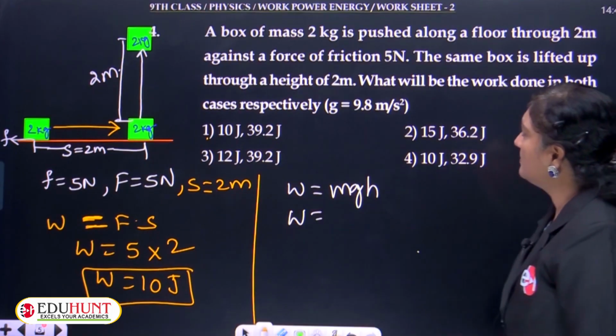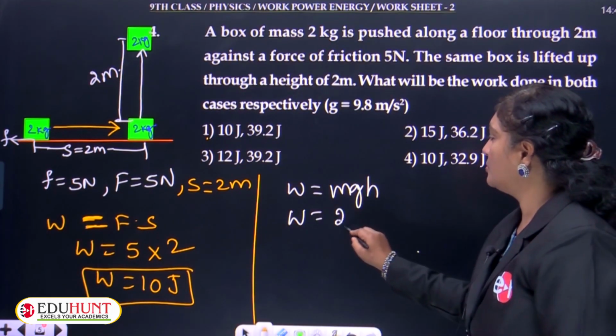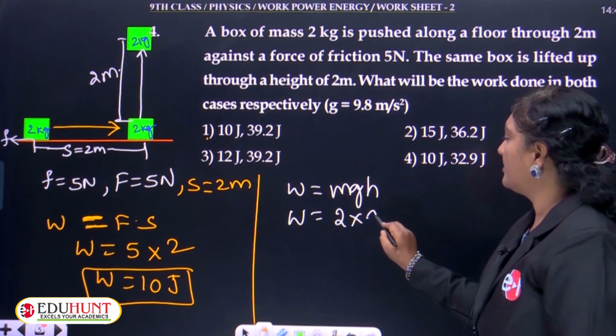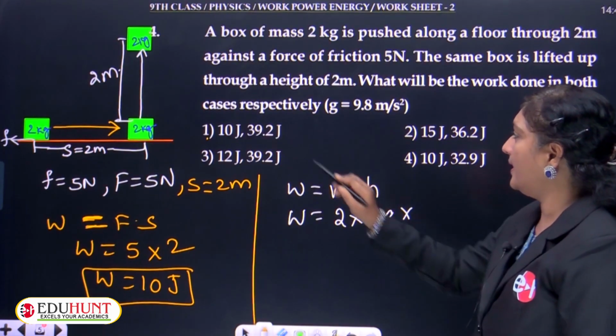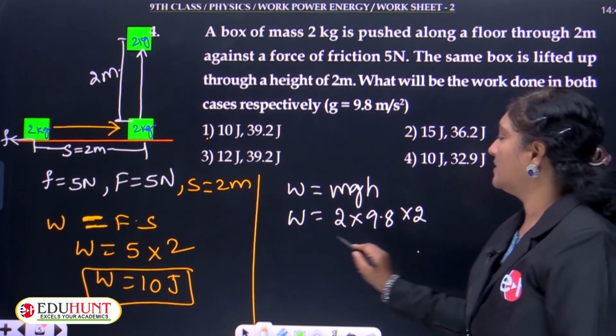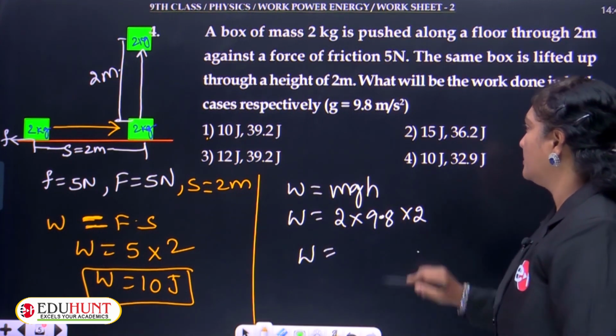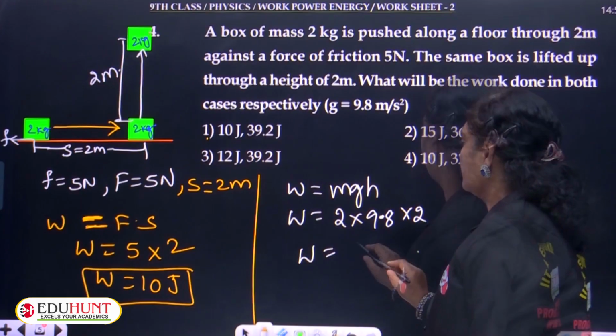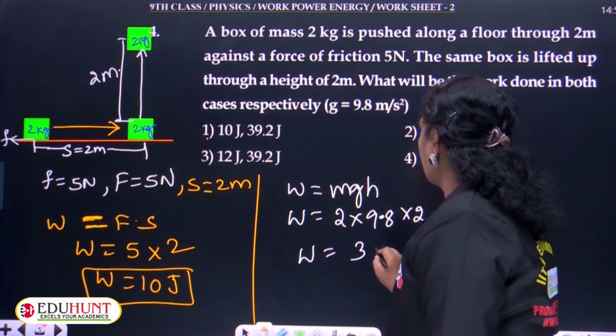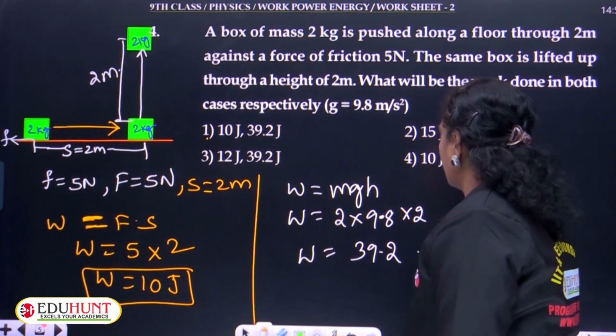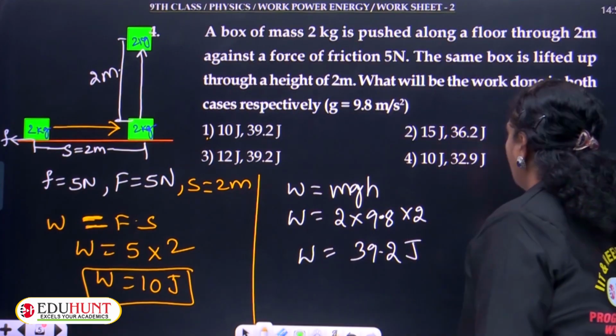So what is m? The mass of the block is taken as 2. Acceleration due to gravity g is taken as 9.8. The height through which it was lifted is 2. So now 2 into 9.8 into 2 is equal to, how much is that, children? 39.2 joules.